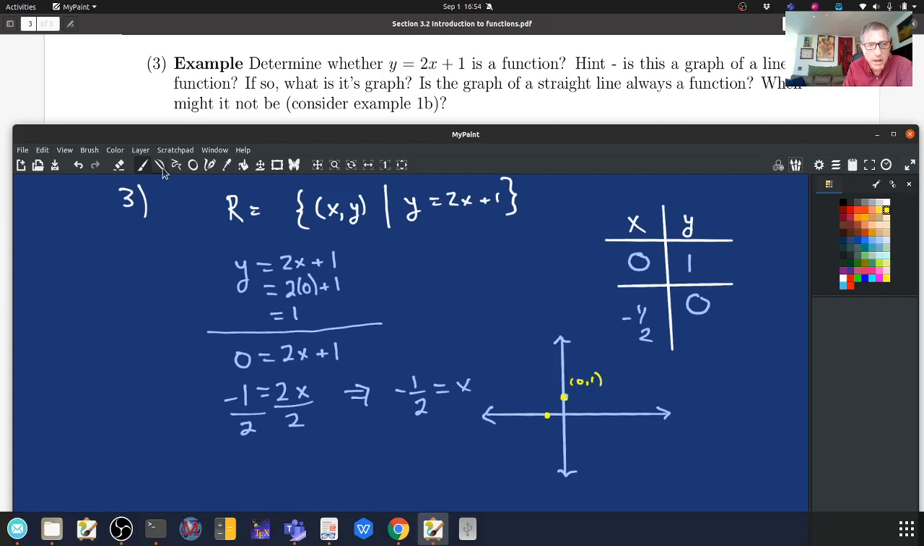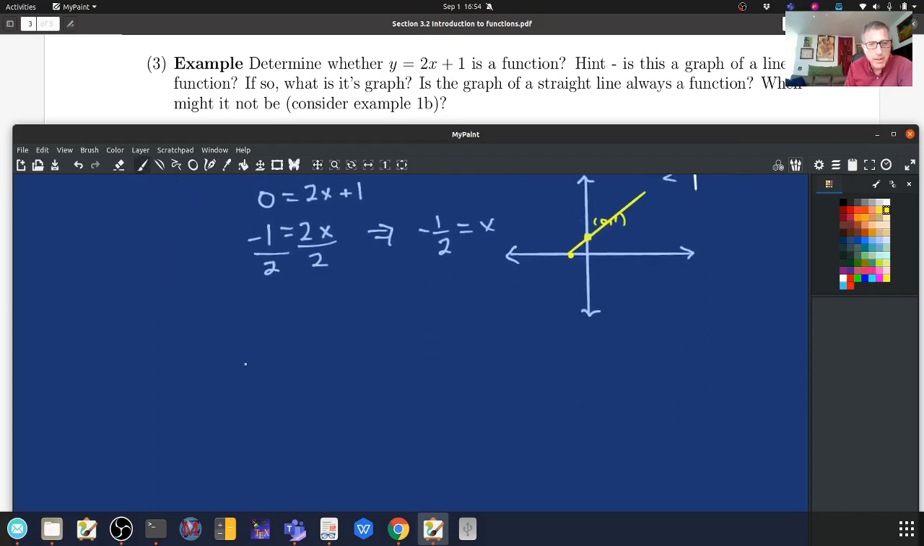So let's draw a line through them. You don't really have to draw a line through them, but it's clearly not a horizontal or a vertical line, so we already know by that little bit of information that I gave you earlier that the range is the same as the domain. And what is the range and the domain? Minus infinity to infinity. It's the entire real line.